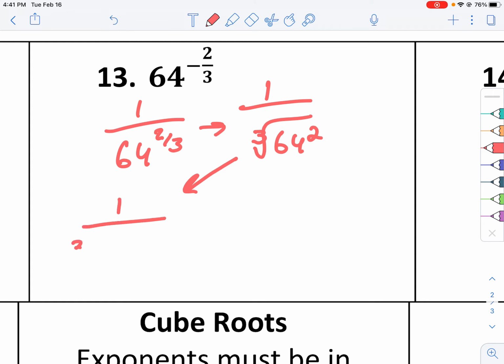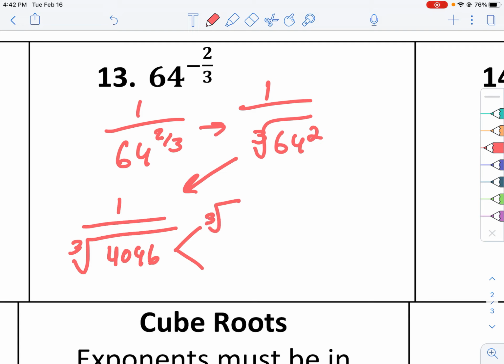So 1 over the cube root of 4,096. And then we literally just have to do a ton of simplifying from here. So you're thinking biggest possible perfect cube that goes in there. Actually, you don't even need to do that. You can just take smaller perfect cubes the whole way along.